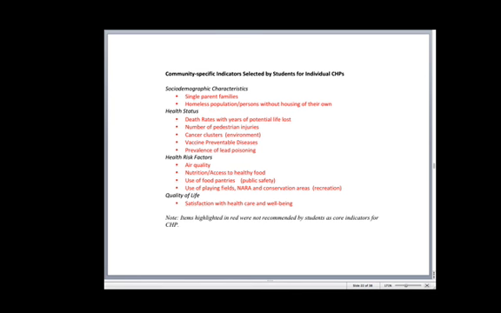Other students were interested in access to healthy foods and access to various kinds of recreational physical areas like playing fields and conservation areas. And finally, there was a student interested in a measure of quality of life, which was satisfaction with health care and well-being.